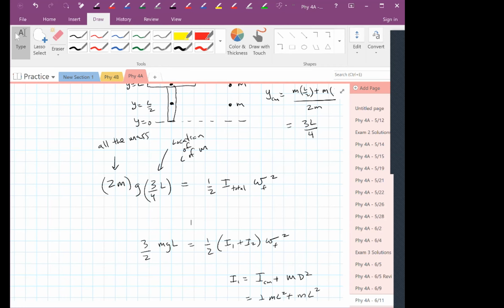So just remember that the only two times we can replace an object with a point object at its center of mass are gravitational potential energy and gravitational torque, right? The torque caused by gravity. Those are the only two times we can do that.